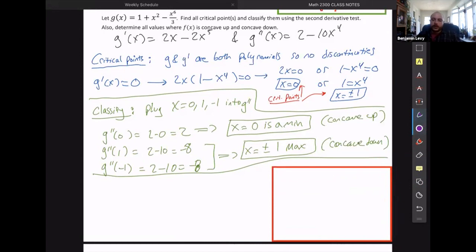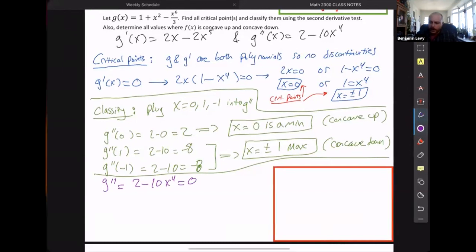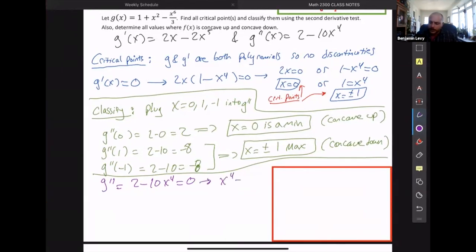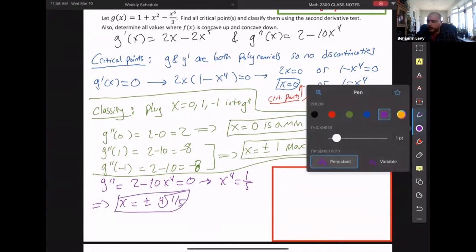Okay, so the last question, where is it concave up and down? The question is, where does it switch, really? So let's take the second derivative and find the inflection points. It's 2 minus 10x to the fourth. Just set it equal to 0 and find the inflection points. It involves adding the 10x to the fourth to the other side, dividing by 10, taking a fourth root. So I'll do the intermediate step. It ends up being x to the fourth equals 1/5. When we take a fourth root, we get plus or minus the fourth root of 1/5. And so these are the inflection points.